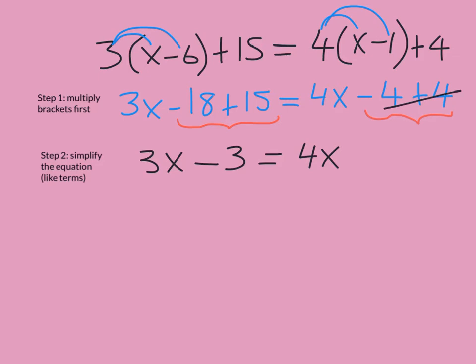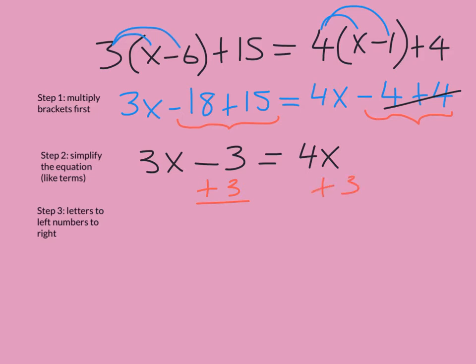Okay, and I can just leave it like that. I don't have to write down plus 0 there. So step 3 then is going to be the letters to the left, numbers to the right. So I see I have a minus 3 here, so I'm going to add 3 to get it away from that side. And if I do that, I must do it to the other side.